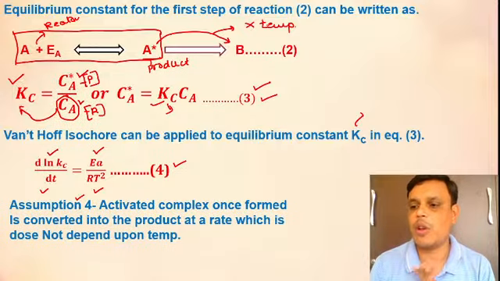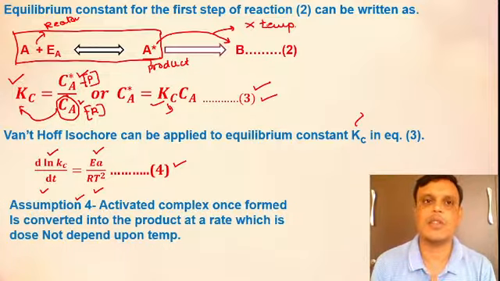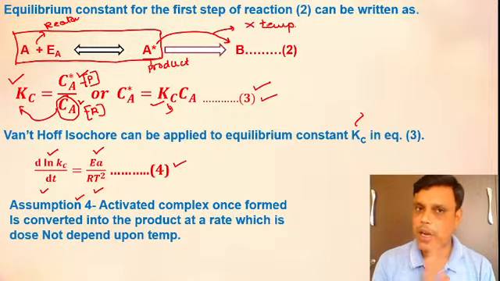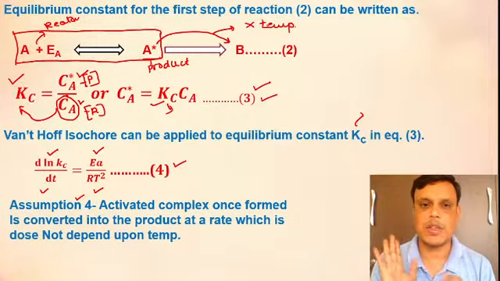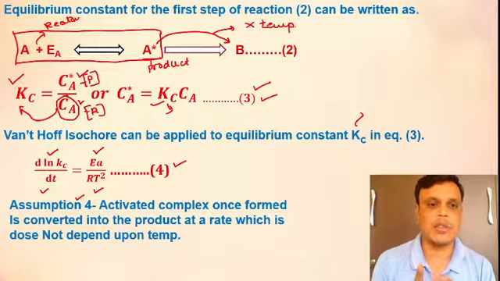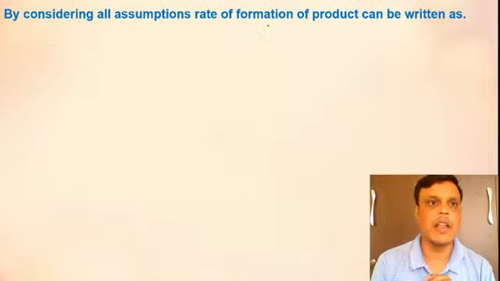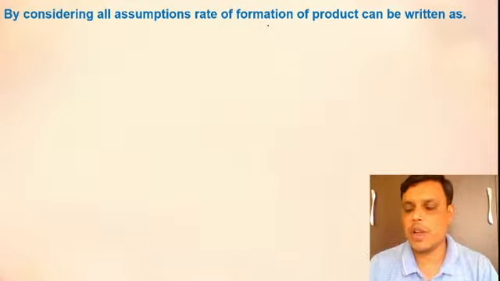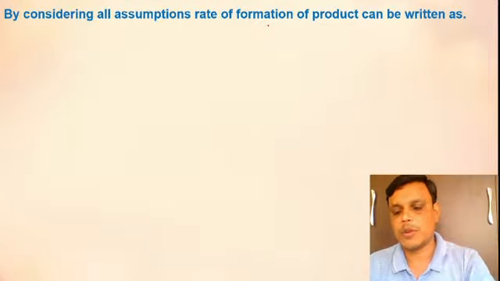That is, formation of activated complex is a temperature dependent step, and formation of product from activated complex is not a temperature dependent step. Please remember this. This is your assumption number 4. Okay. Now by considering all the assumptions, the rate of formation of product can be written as follows.